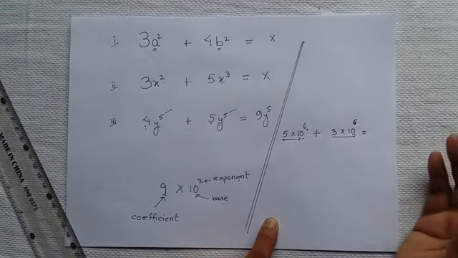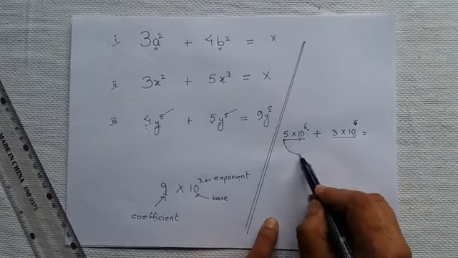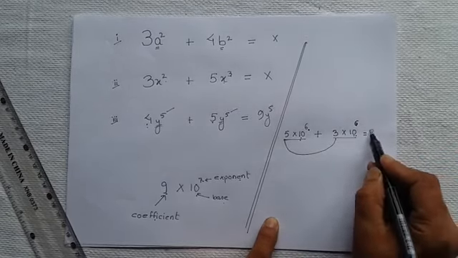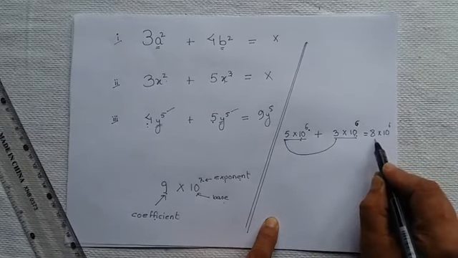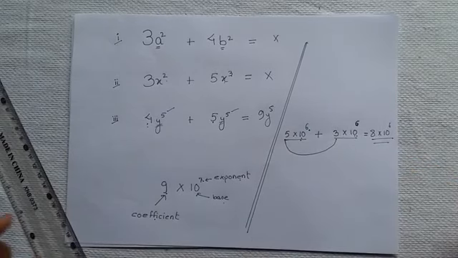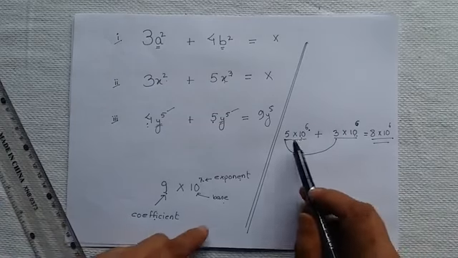So they are like terms. They can be added. So we just add the coefficient part. 5 plus 3 will give you 8, and then we write the rest as it is, 10 to the power 6. This is how we add scientific notation. In the same way we subtract scientific notation. We just need to subtract the coefficient.